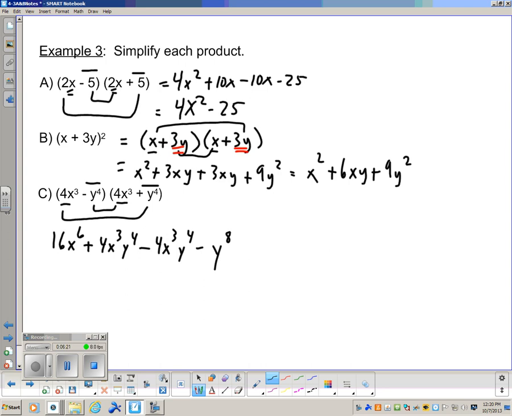So combining the middle terms, notice they're just going to go away. We get 16x to the 6th minus y to the 8th. So that is simplified as much as possible.